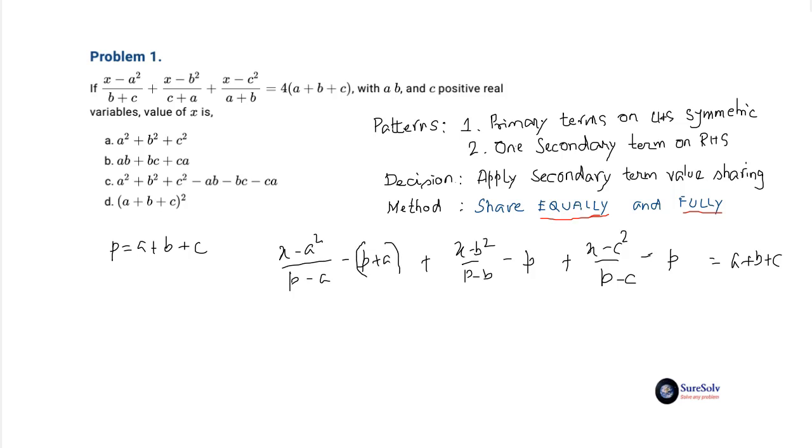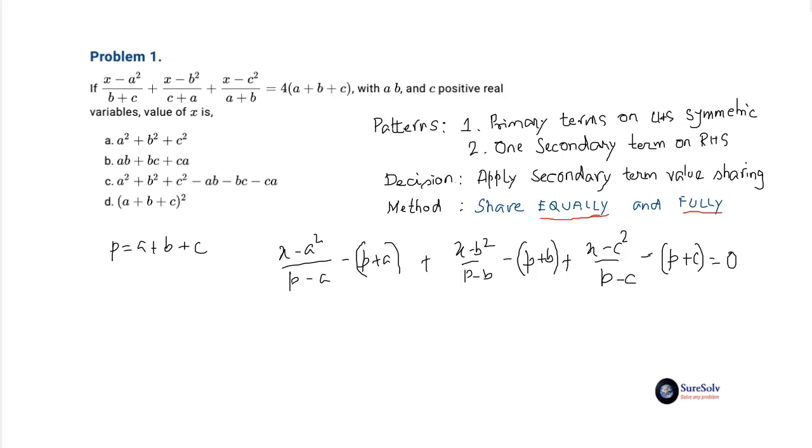For the second term, the shared value becomes minus p plus b, and for the third term, minus p plus c. So the right hand side becomes 0. We remove a plus b plus c and replace it by 0. Now can you see the solution?